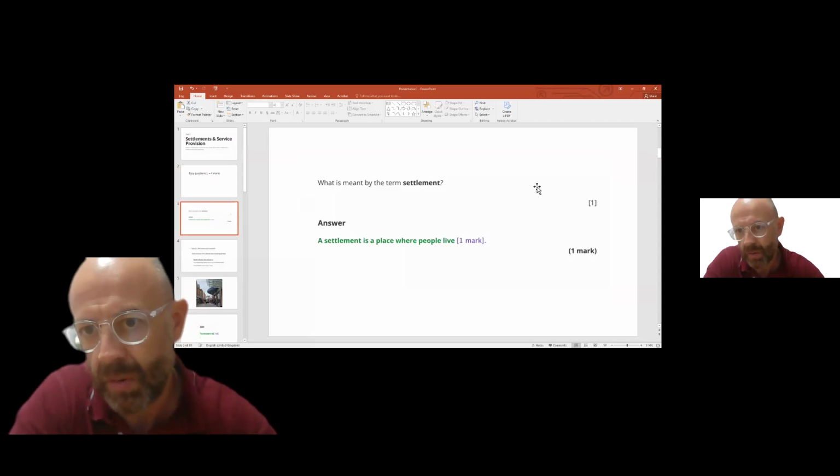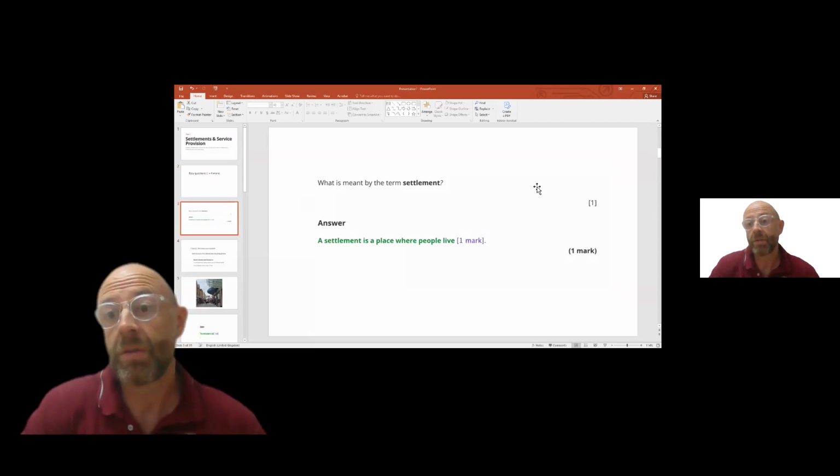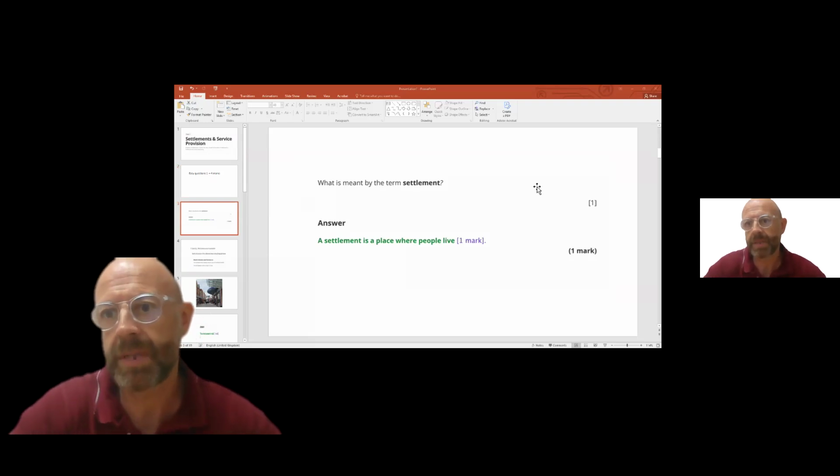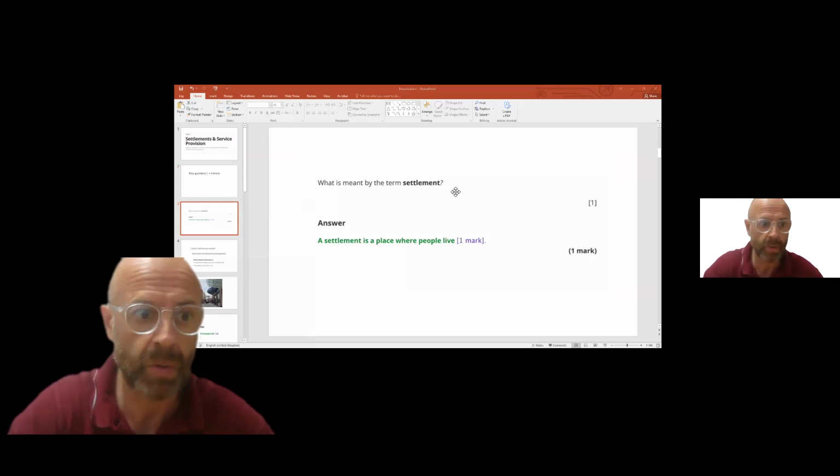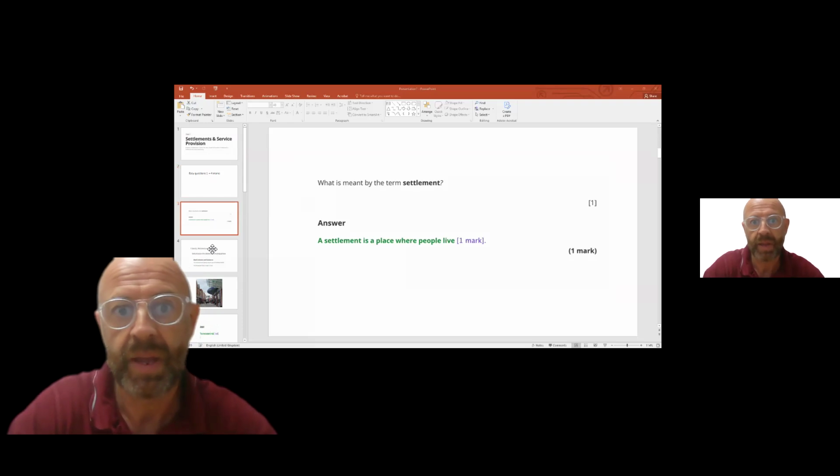Very easy question to start with. What is settlement? You've got a section on it, so you should be able to define it. A settlement is defined as a place where people live.